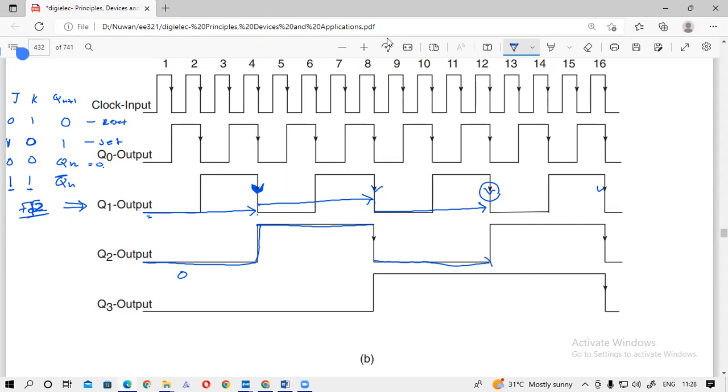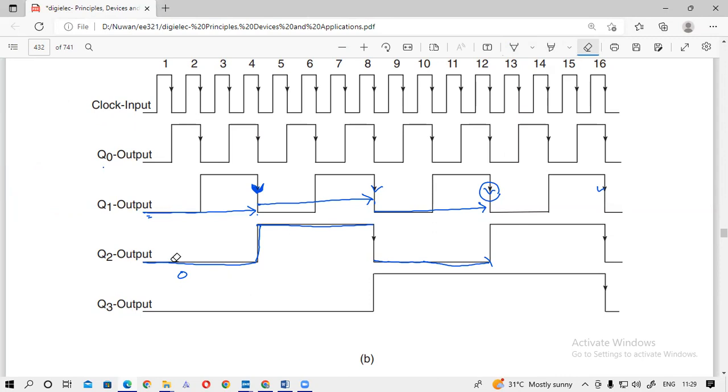Likewise, you can draw the Q3 output signal also. Now we see how this counts.